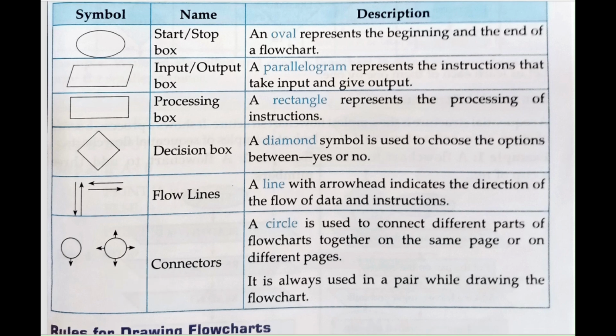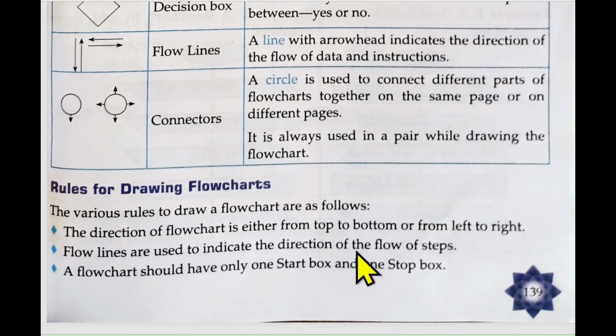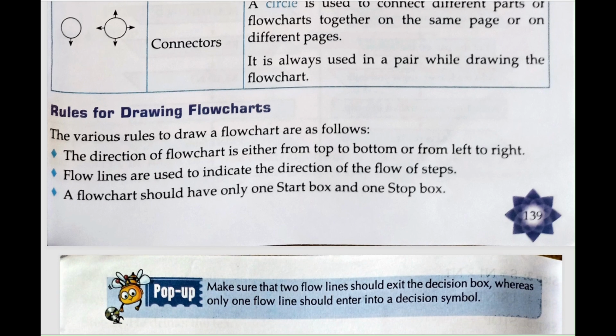Next, there are some rules to draw a flowchart. The direction of the flowchart is either from top to bottom or left to right. It cannot be northeast or northwest. It should be in 4 directions. Flow lines are used to indicate the direction of the flow of steps, and a flowchart should have only one start/stop box. In a flowchart you can draw only one start and one stop box.